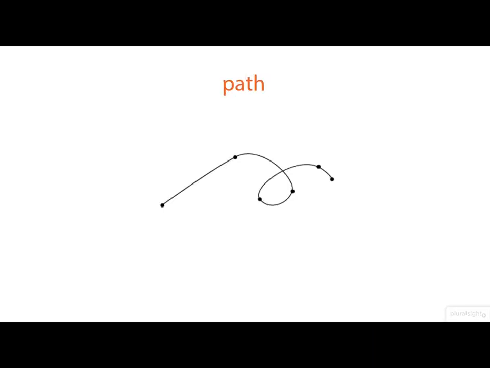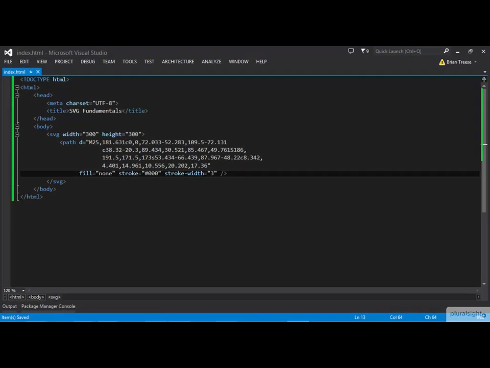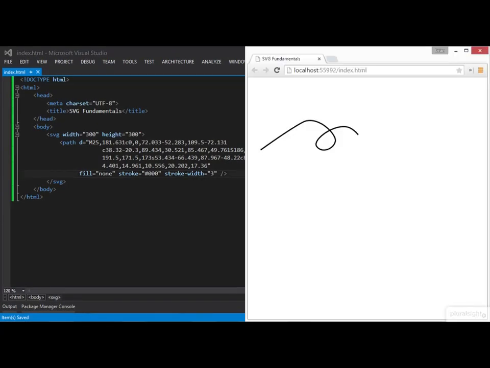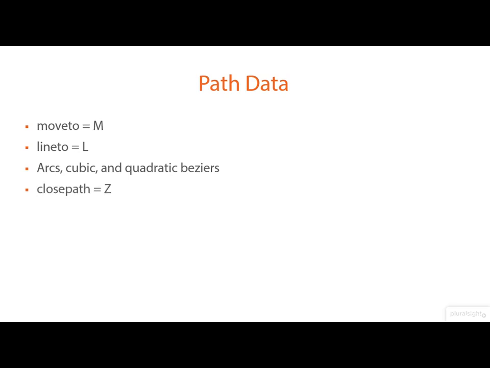Path. All of these basic shape elements can be created with a path element. A path can contain a set of points, lines, and arcs. Paths have a path data attribute defined as a D attribute. This is where all the magic occurs. This path data attribute can contain move to, line, arcs, cubic, and quadratic Bezier, and close path instructions.